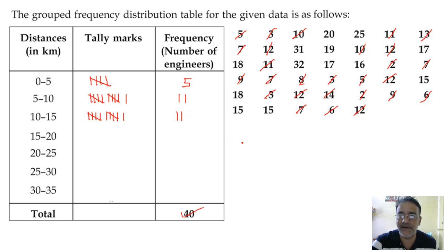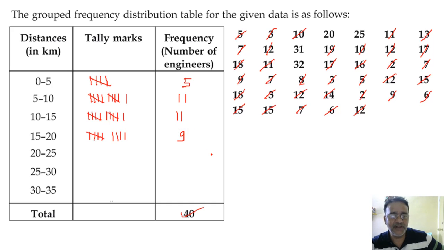Okay, now 15 to 20. 15 is included but 20 is not included. So we'll start with the first row. 20 is there but it should not be included. So second row: 1 2 3 4 5 6 7 8 9. Is anything else left? No, sir. Okay, so I got 9. 5 6 7 8 9. So here we write 9.